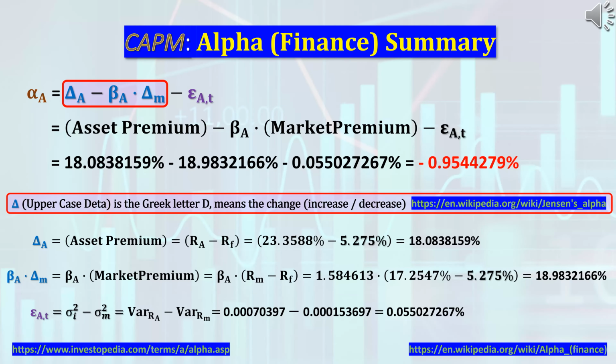The discussion has come to the summary for the alpha calculation. Inputting all appropriate data gives a result of negative 0.9544279%, which means the investment underperformed the market by about a negative 1%. This result agrees with the result that the asset is undervalued for the given date range. Notice alpha calculations only employ statistical betas. This is because alpha calculations incorporate variance calculations, as statistical betas are more appropriate when variance calculations are involved.